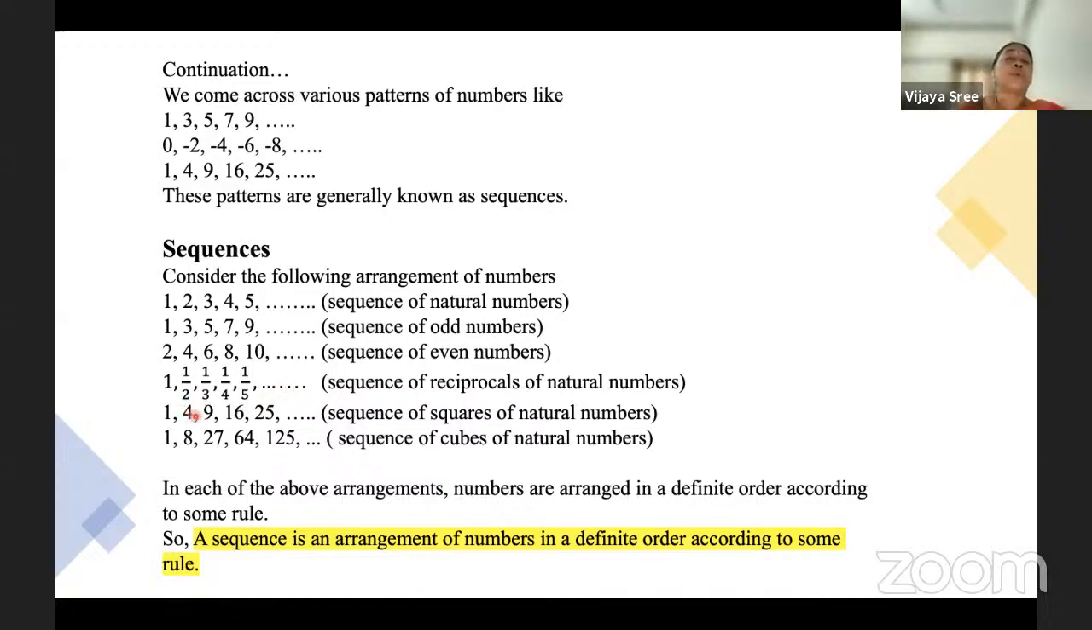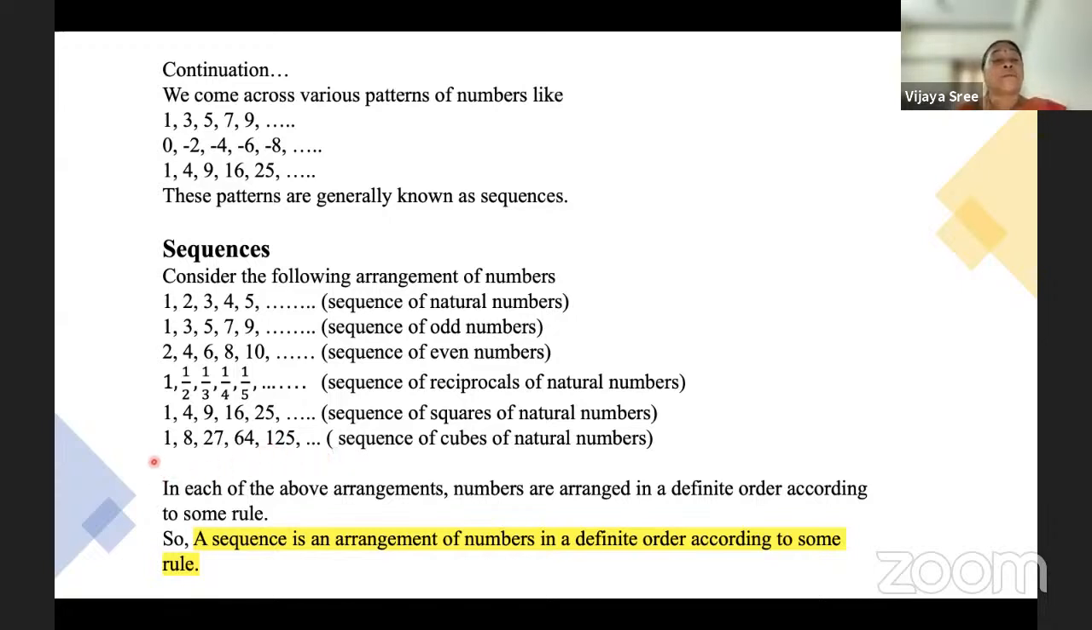So next, 1, 4, 9, 16, 25, and so on. This is the sequence of squares of natural numbers. This is 1 square, 2 square, 3 square, 4 square, 5 square. 1 square is 1, 2 square is 4, 3 square is 9, 4 square is 16, 5 square is 25, and so on. Okay, this is the sequence of squares of natural numbers. Next, 1, 8, 27, 64, 125, and so on. This is the sequence of cubes of natural numbers.